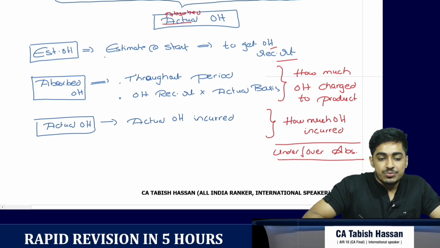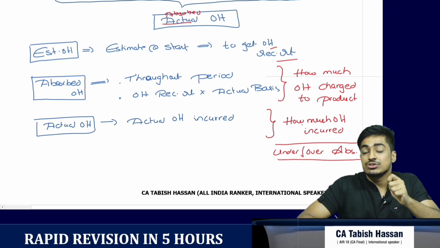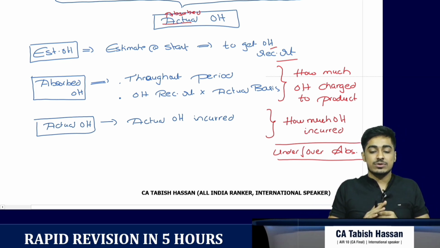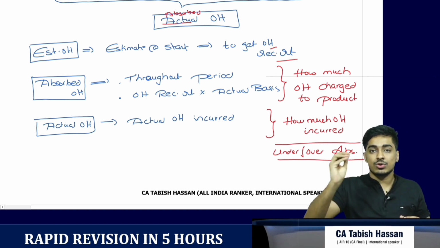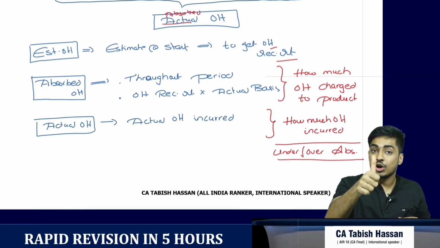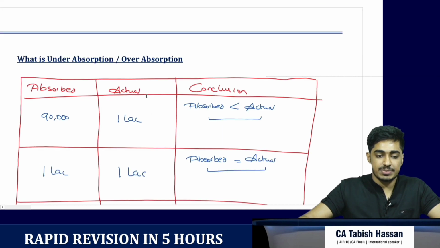So what is absorbed overhead? How much overhead is charged to the product? And what is actual overhead? What is the total overhead incurred? There will be a difference between the two. And this is under or over absorption. So under or over absorption is the difference between absorbed overhead and actual overhead. Clear? So let's see it with the help of an example.